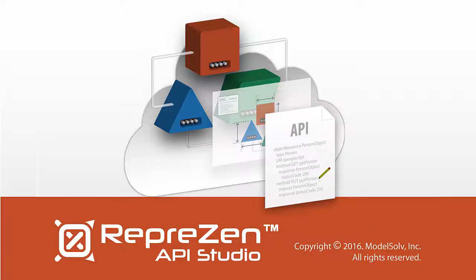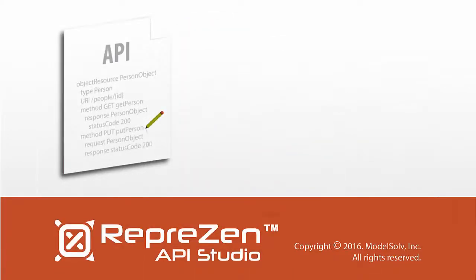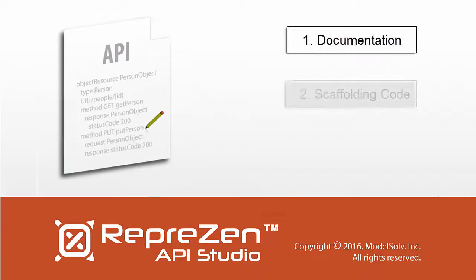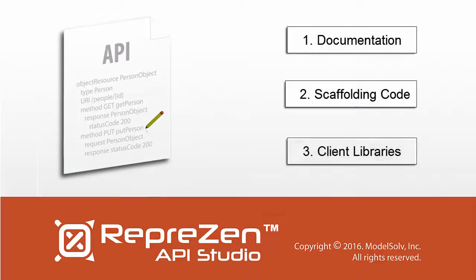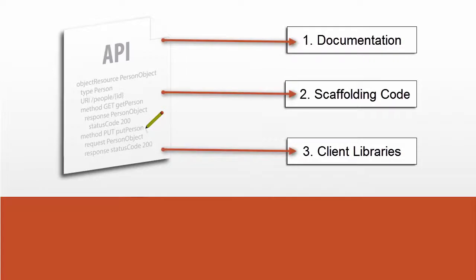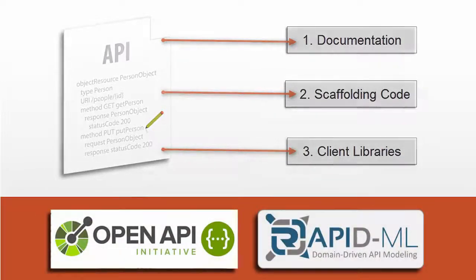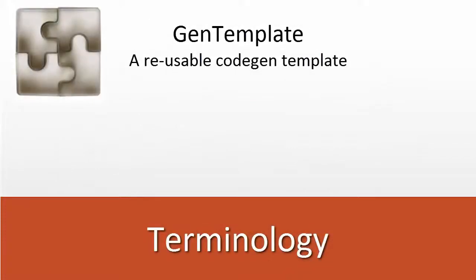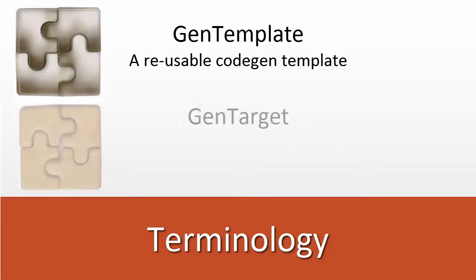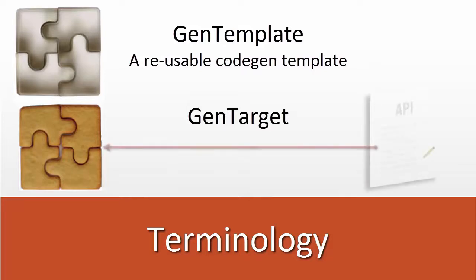RepreZen API Studio comes with advanced code generation that creates documentation, scaffolding code, and client libraries directly from API specs written in Swagger-OpenAPI or RAPID-ML. A gen template is a generator for a specific kind of output that can be reused with different API descriptions. And a GenTarget is an instance of a gen template wired to a specific API spec as its input.